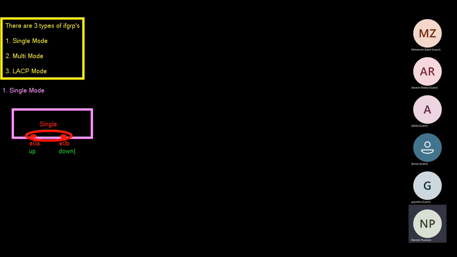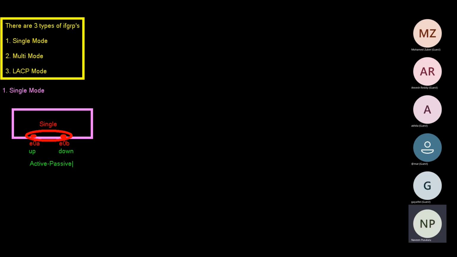Even though I have two physical ports under my if group, only one port will be up and running. The other port will be in down state and it will be in standby mode. Standby mode means it will be ready to take care of the services whenever the active port goes down. So this is an active passive mechanism. Active passive mechanism. That means only one port will be active, the other port will be passive.